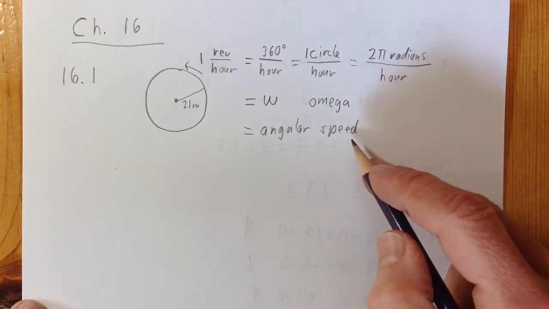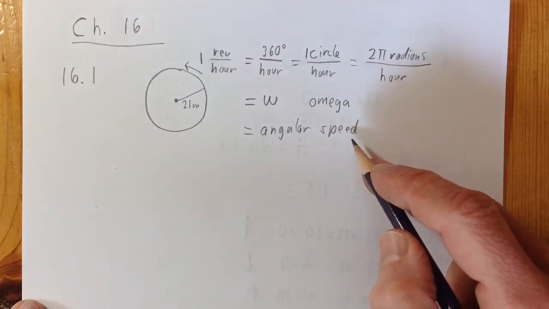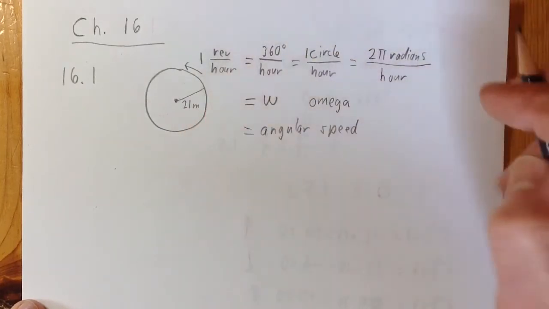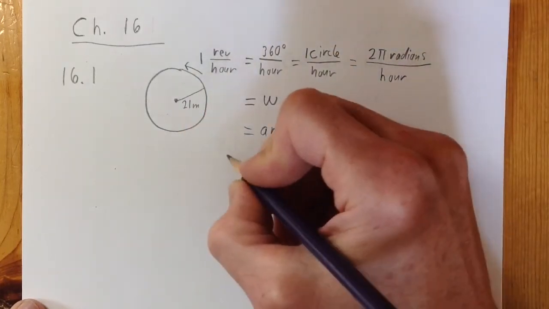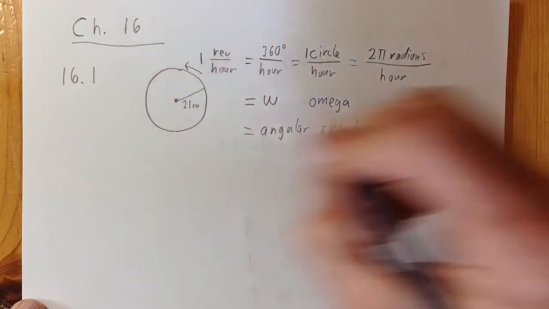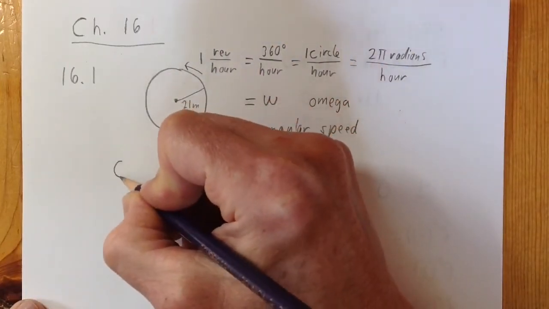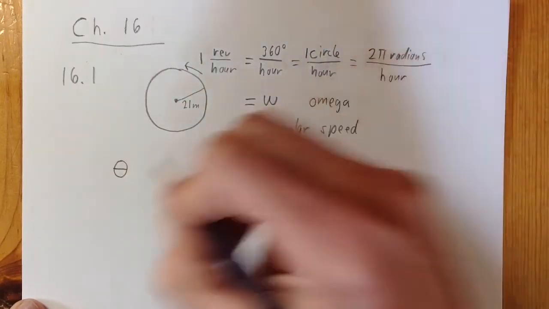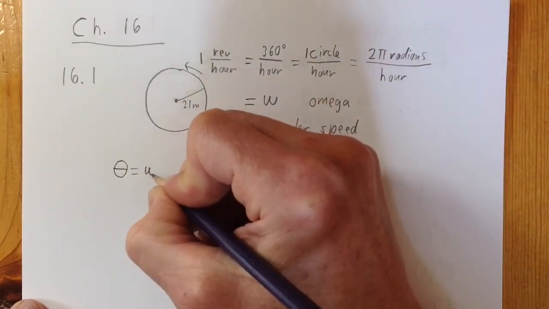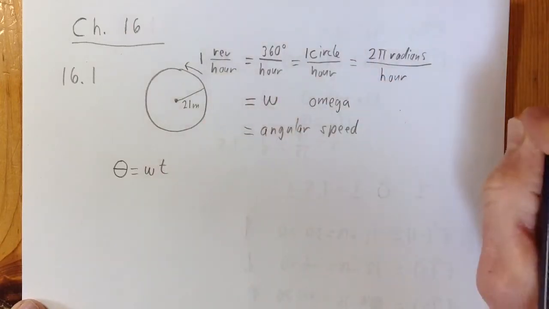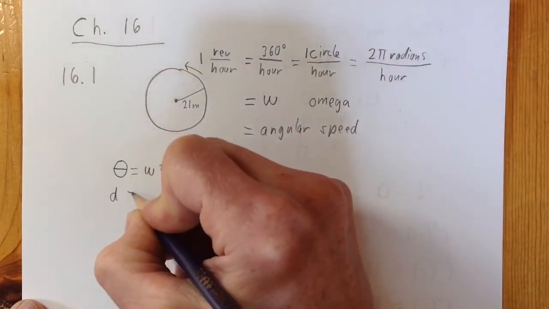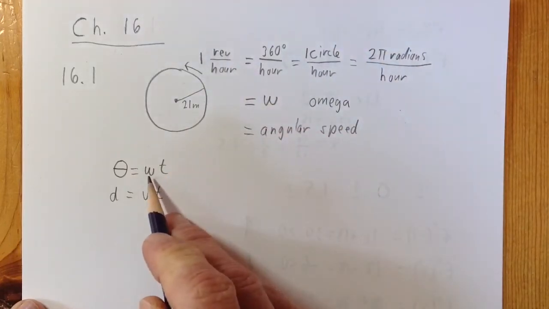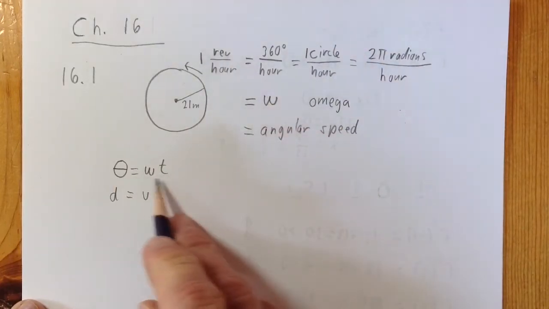If you want to know how fast you're actually going, then you need to know your velocity, which depends on your radius. And to work that out, I'm just going to go through the general formulas here: the angle you turn, which of course angles are measured by theta, is your angular speed times time. So it's just like the distance you go is your velocity times time. The angle you go is your angular speed times time. And this works for any units.